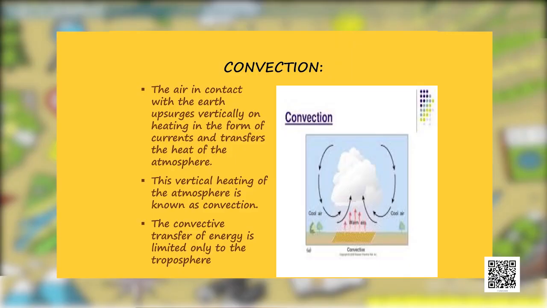Now, the third process of heating and cooling the atmosphere is convection. The air in contact with the earth rises vertically on heating in the form of currents and further transmits the heat of the atmosphere. This process of vertical heating of the atmosphere is known as convection. The convective transfer of energy is confined only to the troposphere.